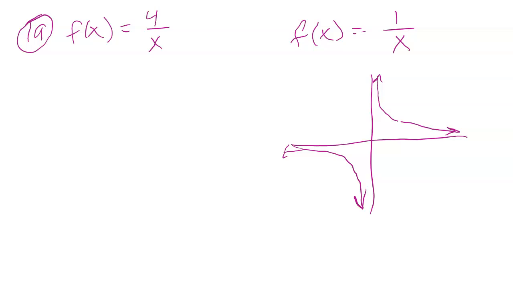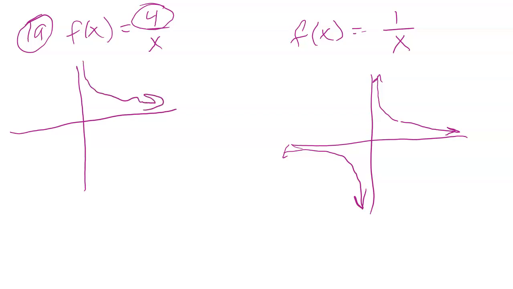This is the same thing. What's the 4 going to do? It's going to stretch it vertically, make it go up faster, but it's really hard to see. I don't know. No. Let me see if I can see in Desmos.